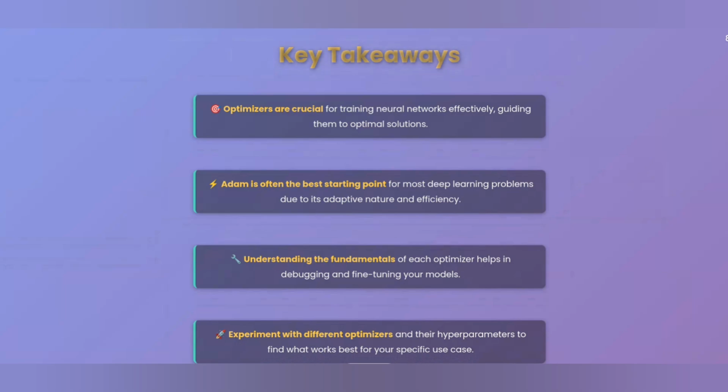Finally, don't be afraid to experiment. Different problems might need different approaches. Computer vision might love Adam, but some NLP tasks prefer AdaGrad, and reinforcement learning often sticks with SGD. The world of optimization is constantly evolving, with new algorithms like AdamW and LAMB pushing boundaries. But master these fundamentals, and you'll have the foundation to understand any optimizer that comes your way.